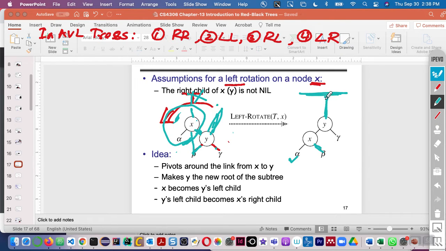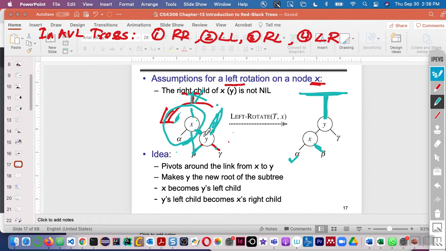Now it says that it maintains the BST property. All nodes have 2 children, right? See that? In this case alpha, beta and gamma are leaves. Now you understand? How do we know that beta is not less than both X and Y?